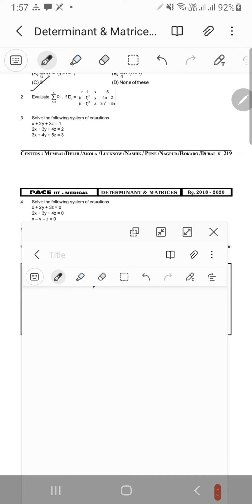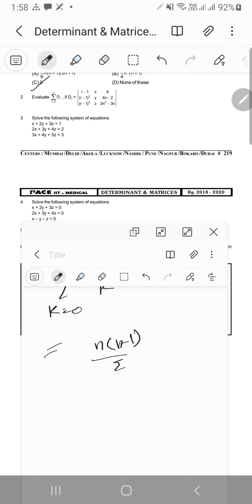Evaluate summation from r equal to 1 to n of d_r, if d_r is this thing. So once again, only these are dependent, right? So summation from r equal to 1 to n. The first element that you are talking about is summation of k from k equal to 0 to k equal to r minus 1, which will be n minus 1, of k. So this thing will just be n minus 1 plus 1, which is n into n minus 1 upon 2.